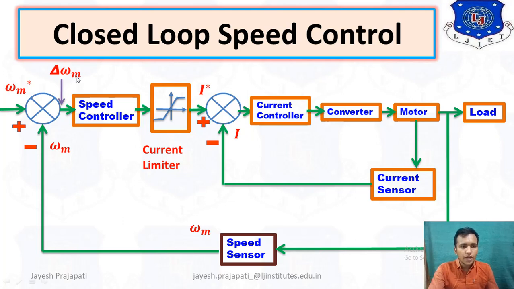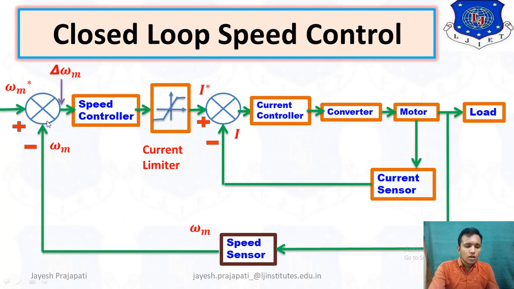Now you can see that is the actual speed omega m. Here omega m is given to the speed controller. If some error delta omega m is created, it is subtracted from this and given to the speed controller, and the current limiter limits the current. Here we also provide the motor current limit control. Similarly, we measure the speed from the motor shaft by a speed sensor, and if the speed is above our maximum set value, it is given to the summing point, so it is subtracted from this omega m star.